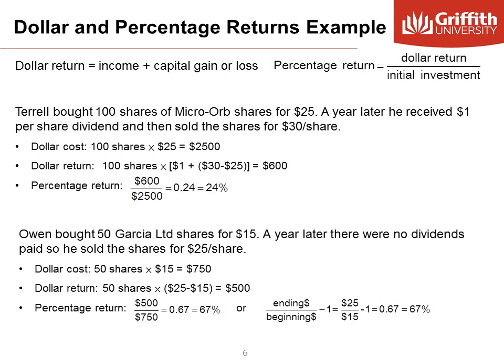So in percentage terms, Owen's investment performed much better than Terrell's did. So in finance, we don't think about dollar return, we think about percentage return. Terrell's dollar return exceeded Owen's by $100, $600 as opposed to $500. Can we say that Terrell was better off? No, because Terrell and Owen's initial investments were different. Terrell spent $2,500 in initial investment, while Owen spent only $750. So percentage returns allows us to compare investments.